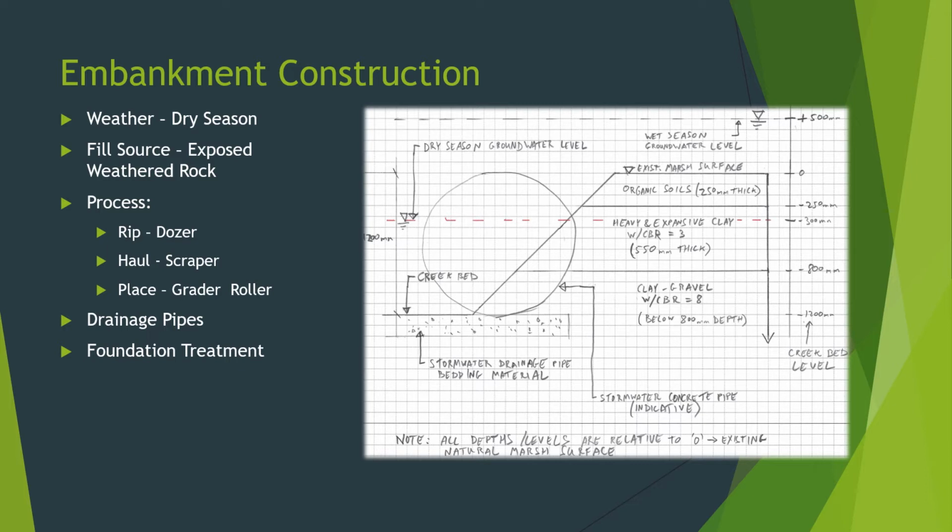As well, this sketch here has been provided to illustrate the soil conditions at the culvert crossing and across the formation. I'll just use the laser pointer again to give an idea of what's happening. So this level here is the existing marsh surface. We have organic soils for about 250 mil deep on top. The next layer is heavy and expansive clay with a CBR of 3, and that's 550 mil thick. And the bottom of that is at minus 800 mil under the marsh surface, and then under that is a clay gravel layer with a CBR of 8.